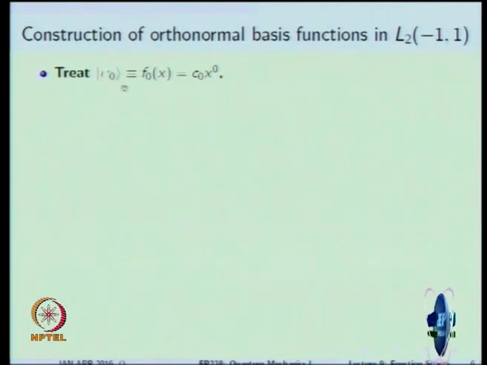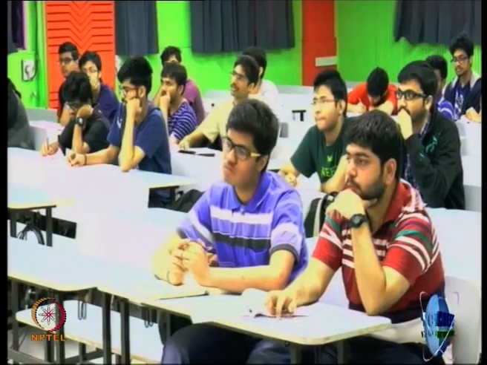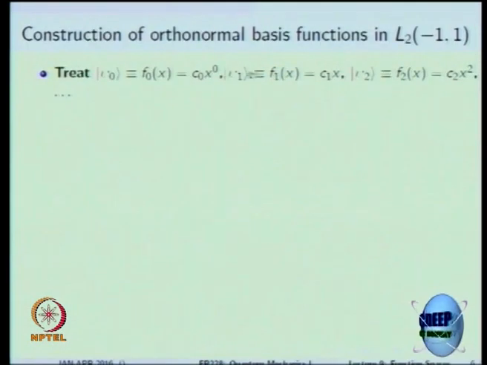Let's treat the initial state. It's a function. We'll put some normalization C0 times x to the power of 0. First we need to normalize this function. Then we will call that phi 0. Similarly, we will call psi1 the next function, which is just linear in x. Psi2 is the third function, which is quadratic in x. So these are the basis functions, the non-orthogonal basis, and I am going to do Gram-Schmidt orthogonalization.